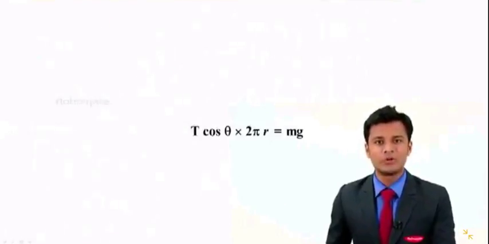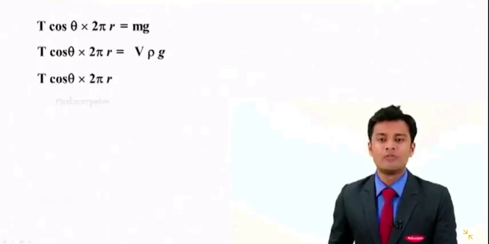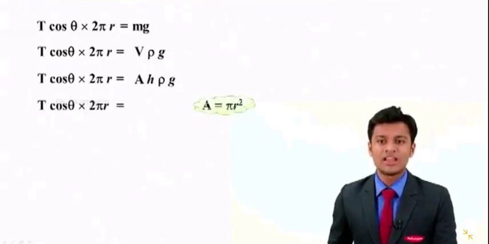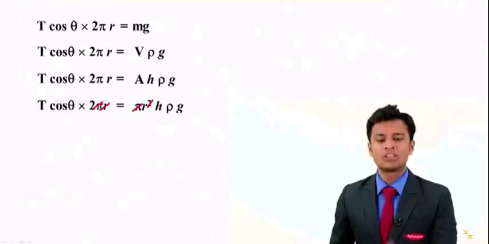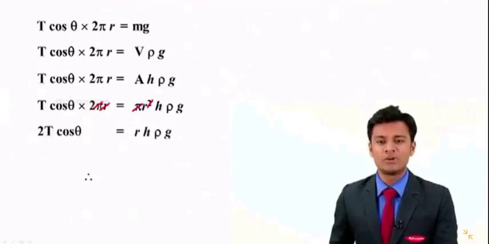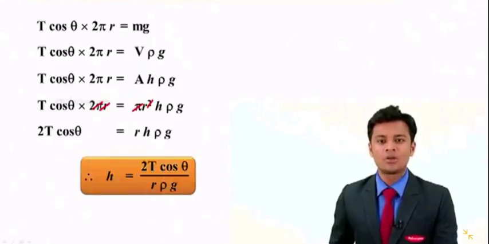Now we know that weight is equal to mg, mass can be written as volume into density, and volume can be written as area into height. So I say that the area of the capillary tube is nothing but pi r square into height into rho into g. Now one of the r gets cancelled, so we have 2T cos theta is equal to r h rho g. So we have h is equal to 2T cos theta upon r rho g.